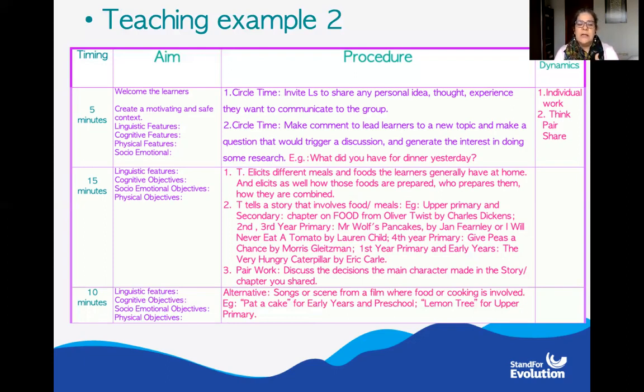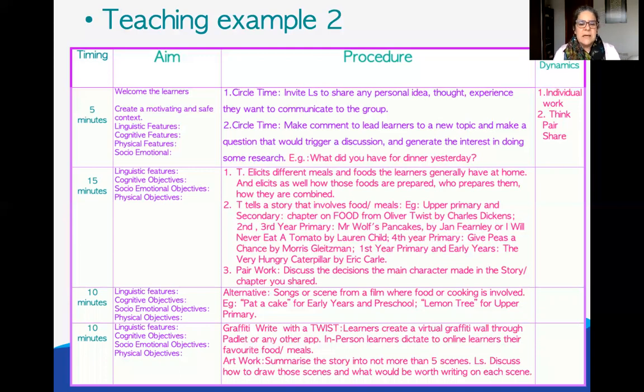I suggest here a song or a scene from a film where food or cooking is involved, and they sing it together. They make a role play here. The learners might be making the voices of the characters. When you put mute the characters on the video and allow the learners to make the talking. Many varieties here.